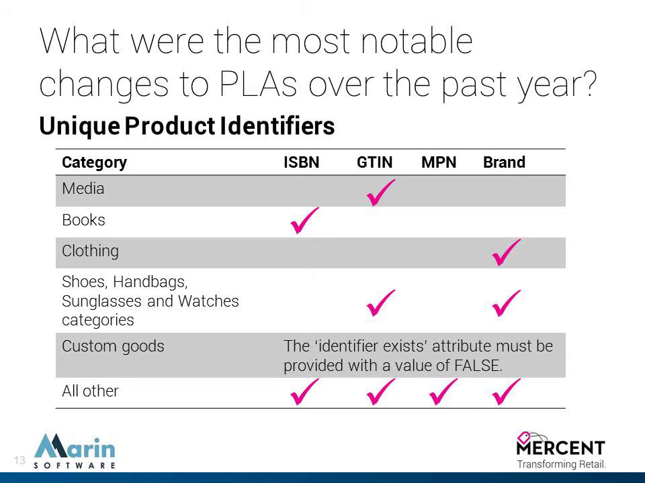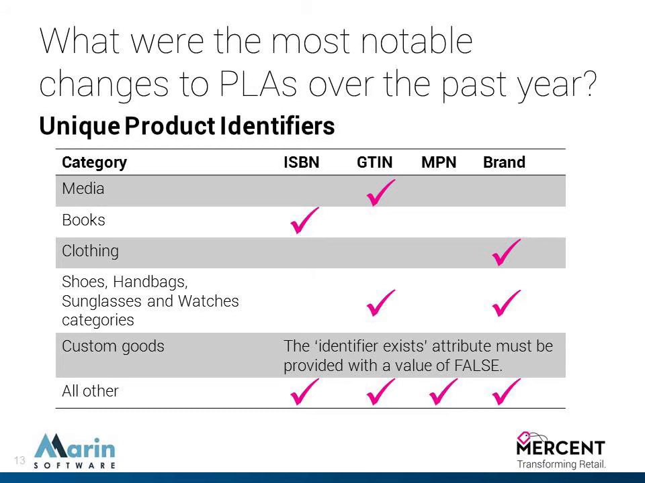Google's also begun to message what they're calling custom goods. These are products that may be custom from the retailer and don't have unique product identifiers. In the past, Google may have given a waiver and not required unique product identifiers. Google now requires that these products be messaged with a new attribute called identifier exists. This attribute indicates to Google that this is a custom product and therefore should be matched differently in the Google Shopping result set. And finally, other categories.